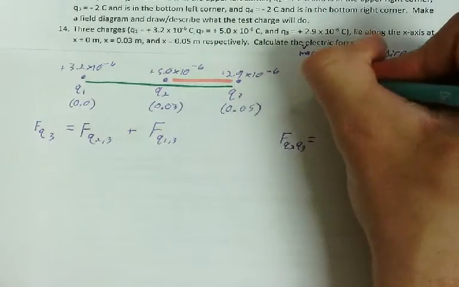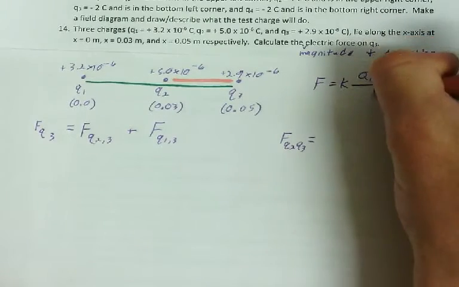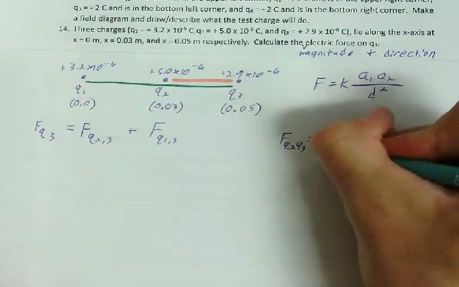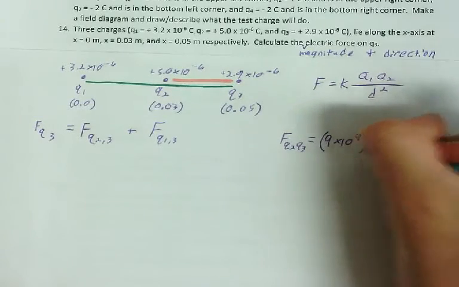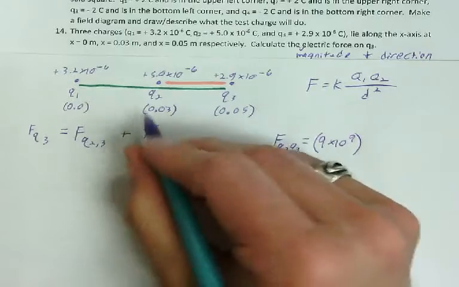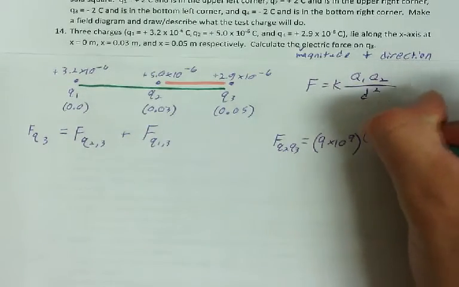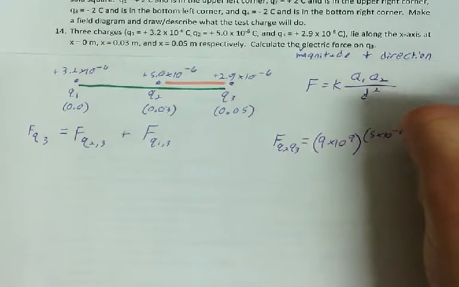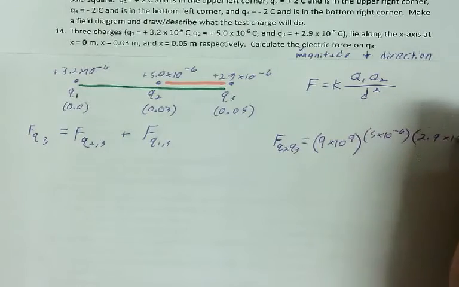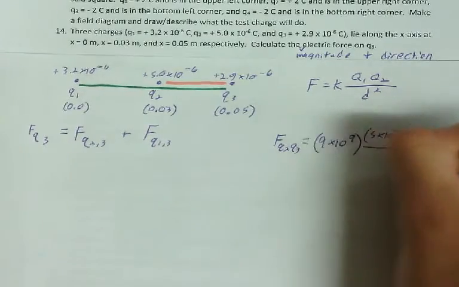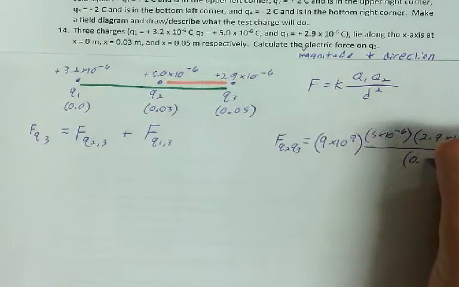So the equation is F equals K Q1 Q2 over d squared. K is on the equation sheet. It's 9 times 10 to the 9th. The first charge is Q2, which is 5 times 10 to the negative 6. The second charge is Q3, 2.9 times 10 to the negative 6. And the distance between them is 0.05 minus 0.03, which is 0.02, squared.